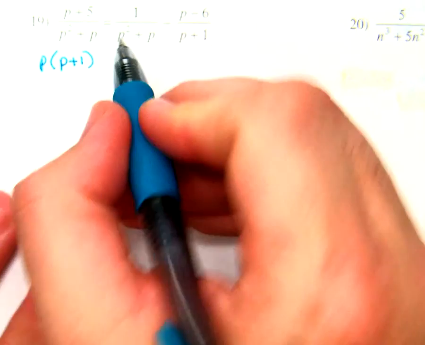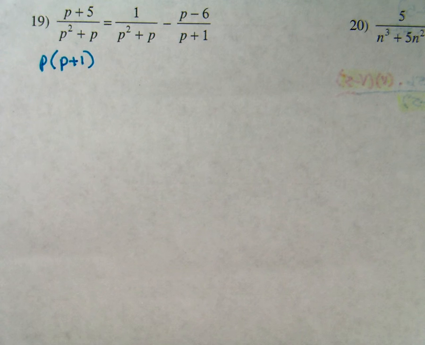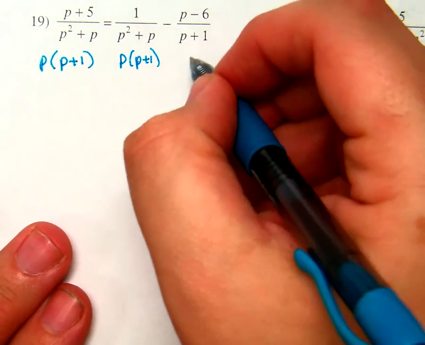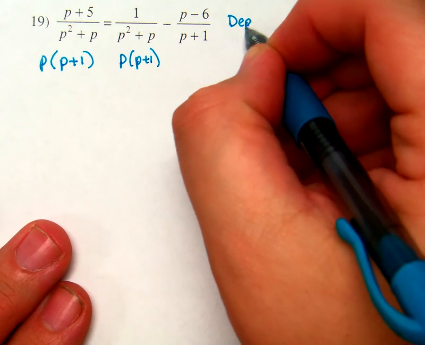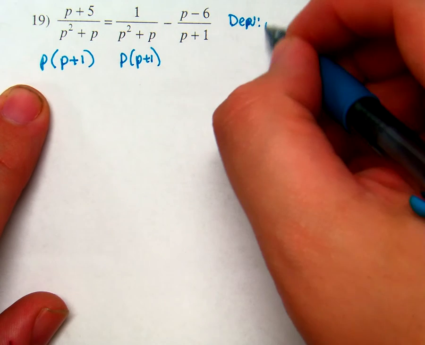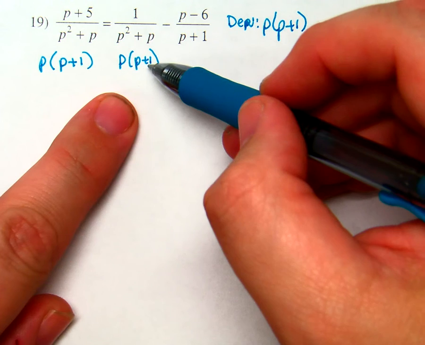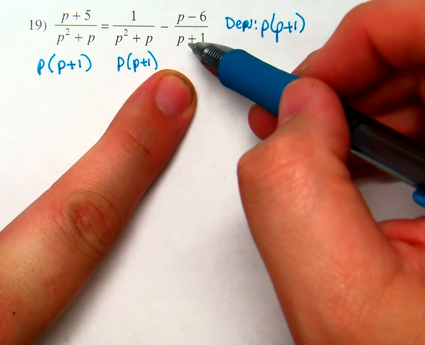Now I have p squared plus p. That's going to be another p times p plus 1. And then I have p plus 1. So what's my denominator? From the first denominator, I have p times p plus 1, so that has to be in there. Same thing here, and I'm just missing one part.